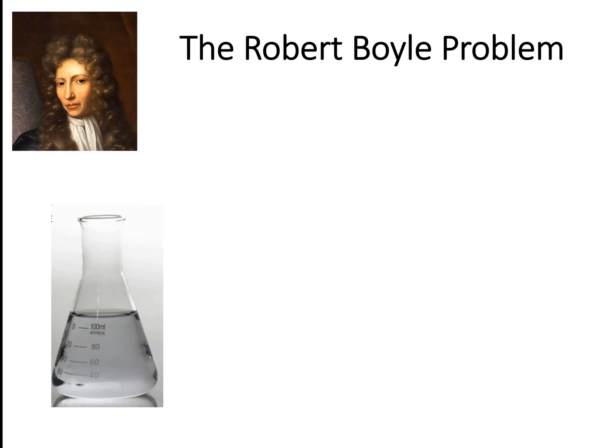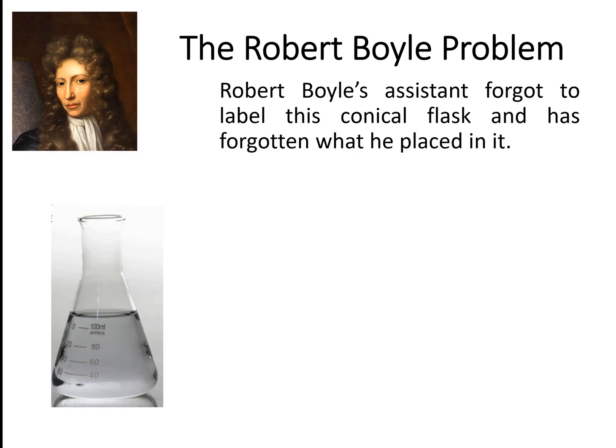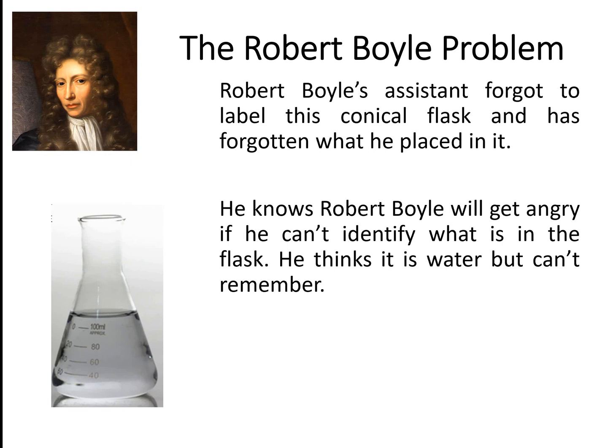Now, based on that information, I have a problem for you. I've called it the Robert Boyle problem. Robert Boyle's assistant forgot to label this conical flask here, and he has forgotten what he placed in it. He knows Robert Boyle will get angry if he can't identify what is in the flask. You should remember from last lesson that his anger about these things is what caused him to discover his red cabbage indicator. Now, the assistant thinks it is water, but can't remember.